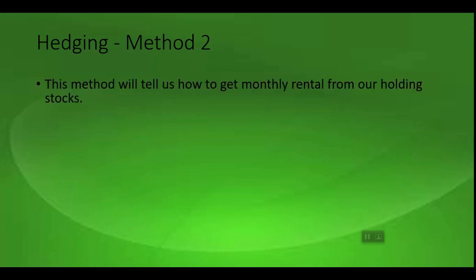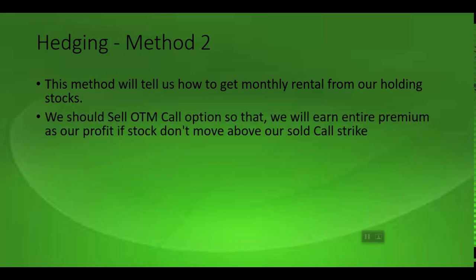Now let's have a look at hedging method 2. This method tells us how to get a monthly rental from our holding stocks. In this case, we sell an out-of-the-money call option, so that we gain some premium. And if the stock price doesn't move above our sold call option, then we get a monthly rental, as we sold the call options.